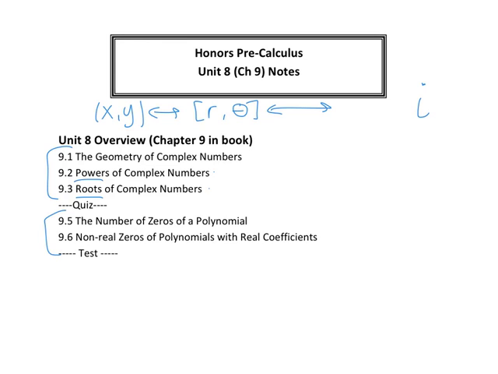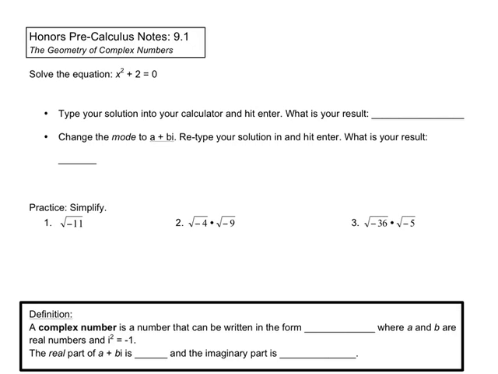So to get started, if you turn the page and look at this first question here, solve this equation, x squared plus 2 equals 0. Typically what we would do is isolate x, our variable, which would be done by subtracting 2 from both sides. You're left with the equation x squared equals negative 2. Typically, we would then take the square root of both sides, and you would get that x equals plus or minus the square root of negative 2.